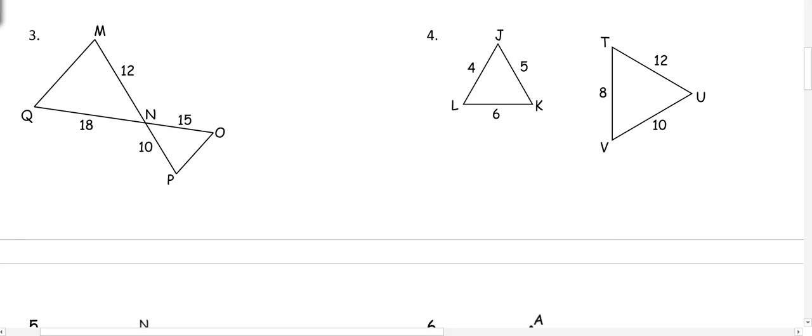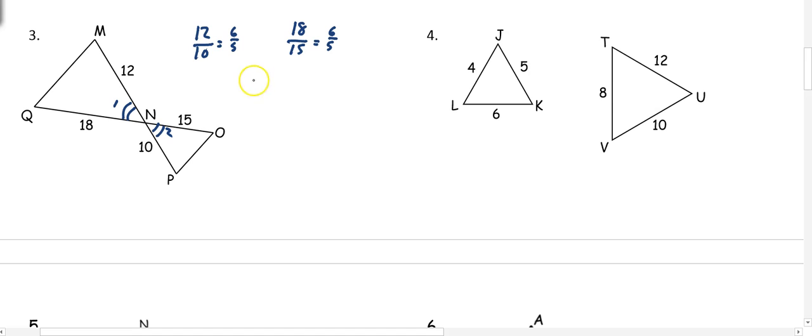Number 3 is another bow tie problem. So we know in a bow tie problem that again our vertical angles are congruent, so we have 1 and 2 congruent. We also need to show that our sides are proportional. Remember, when you're doing a bow tie problem, the sides that correspond with each other are from the same line. So we need to show that 12 over 10 and 18 over 15 reduce to the same thing. So 12 over 10 reduces to 6 over 5, and 18 over 15 reduces to 6 over 5.